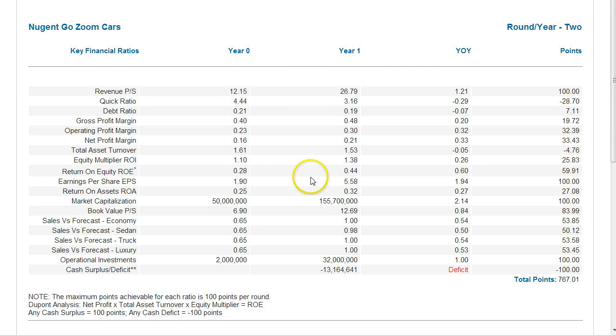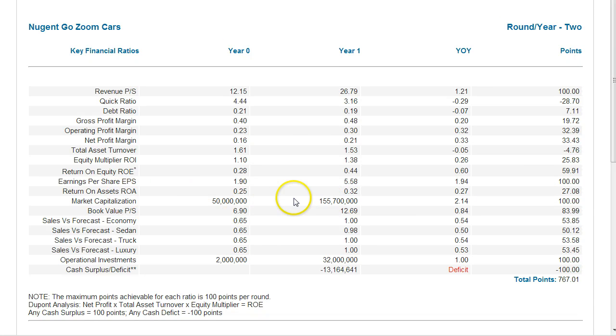If you go to return on equity, return on equity is looking at the company returns in perspective of the shareholders. So return on equity is net income divided by common stock equity. Here I was able to improve that by 60%. Earnings per share, I went from $1.90 to $5, so that was a 194% increase, but I only earned 100 points for that. The return on assets was a 27% return, and return on assets is net income divided by total assets. So I was able to greatly increase my net income in relationship to my assets by 27%.